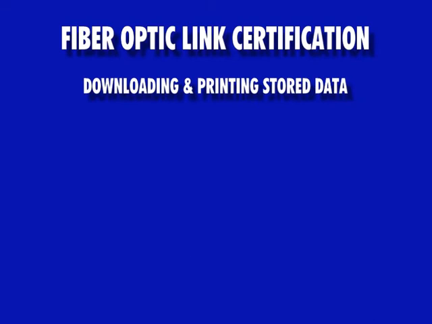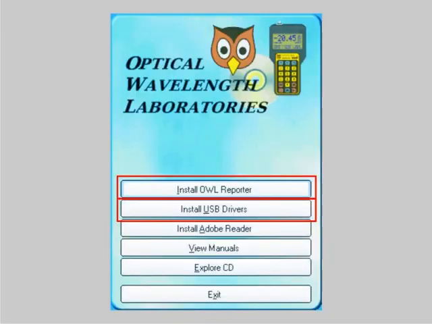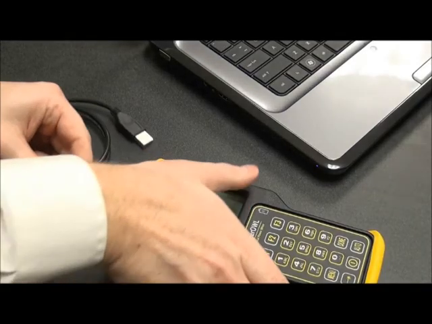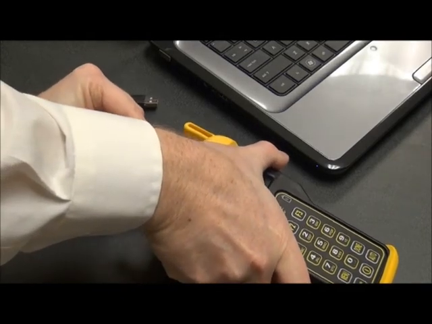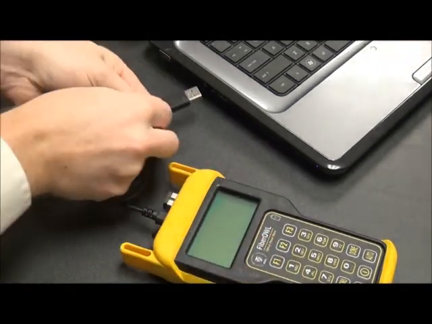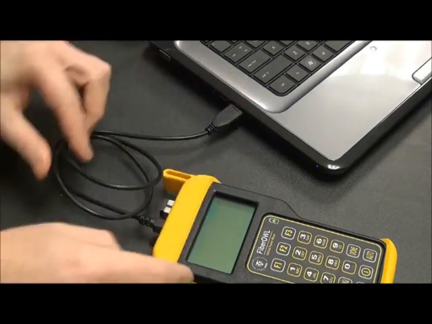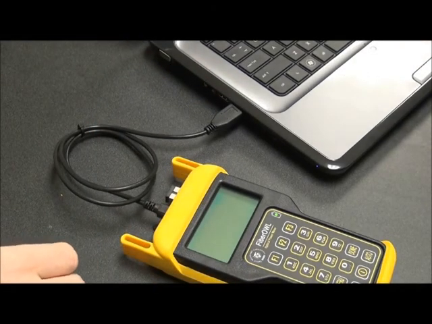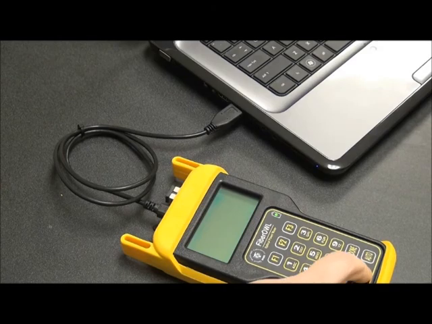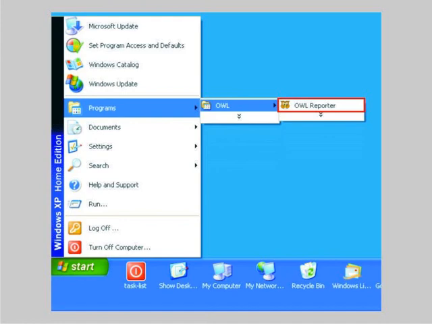Once data has been stored in the optical power meter, test results can be downloaded to a PC to produce the certification test report. First, install the USB driver and OWL Reporter software from the supplied CD or a USB flash drive. Connect the power meter to the PC using the supplied USB cable. And then power on the power meter. Then start the OWL Reporter program. The program shortcut can be found in the Start menu.